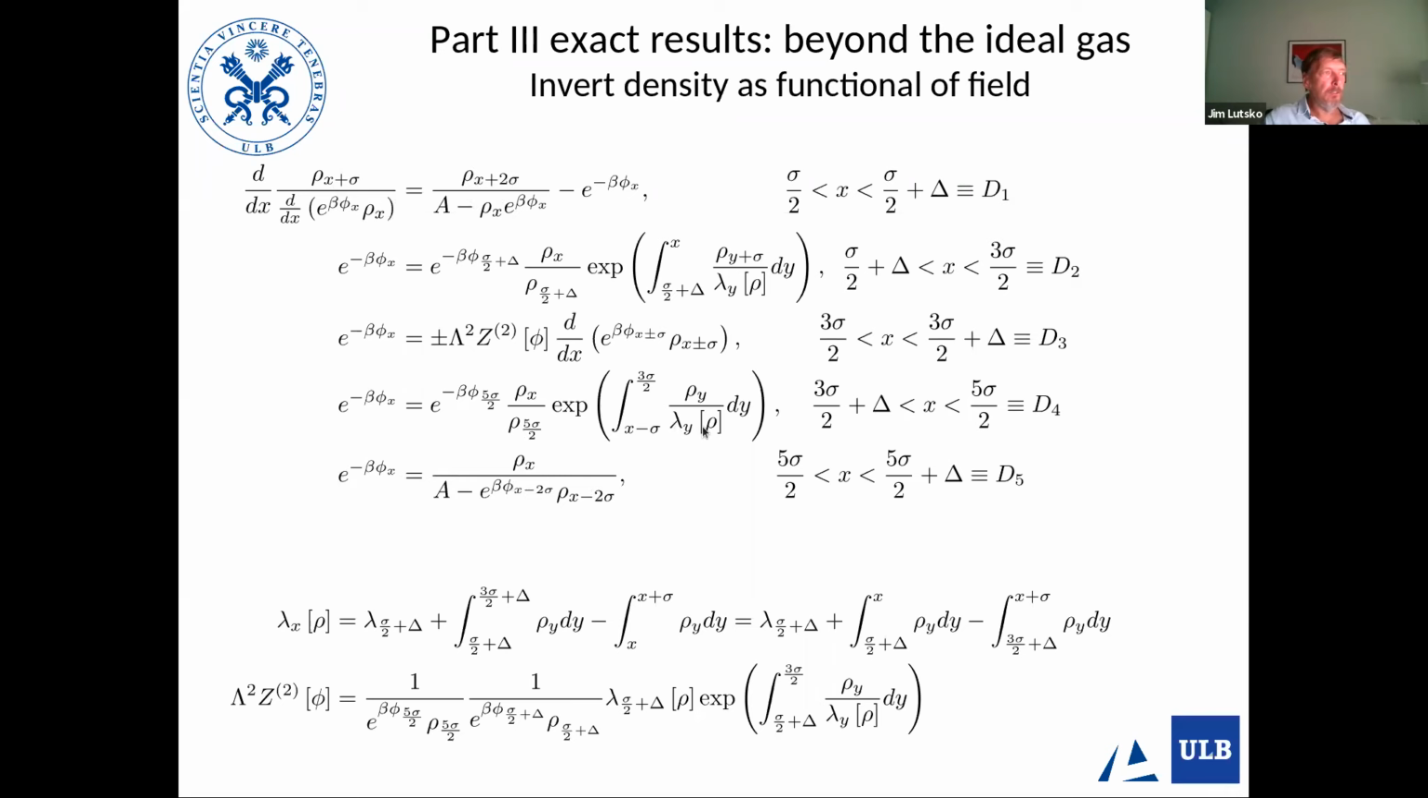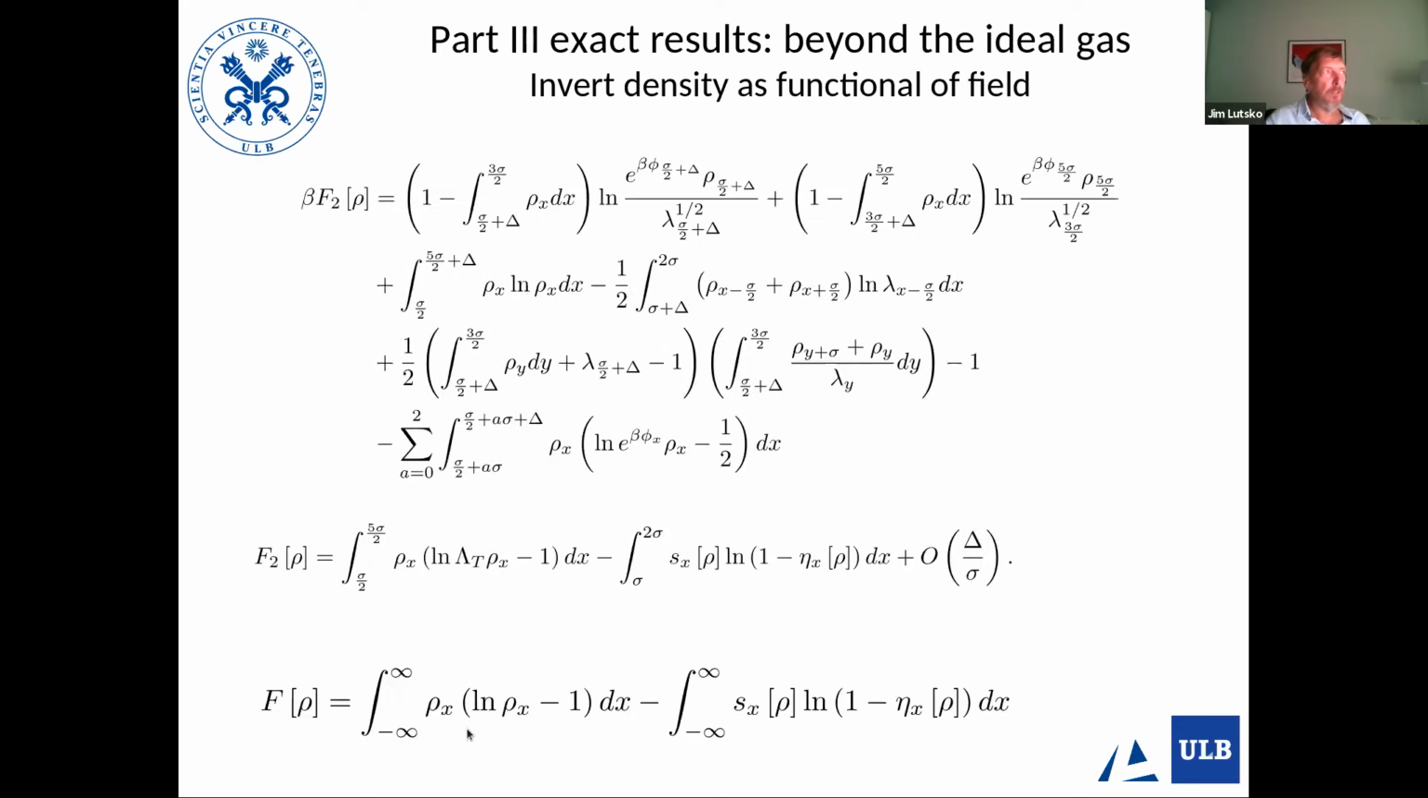And there's some quantity floating around here, which I've called lambda, and it looks like this. It's kind of a local packing fraction. It becomes a local packing fraction in certain cases. And you can write down the exact partition function, and you can actually work out the Helmholtz functional, which is not anything very nice, but you can work it out.